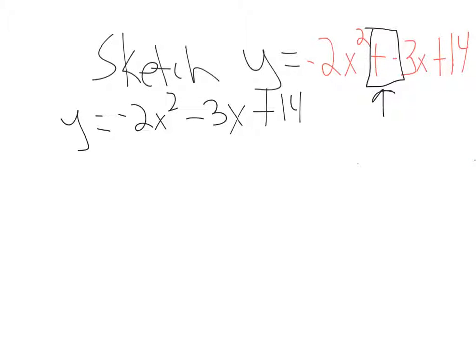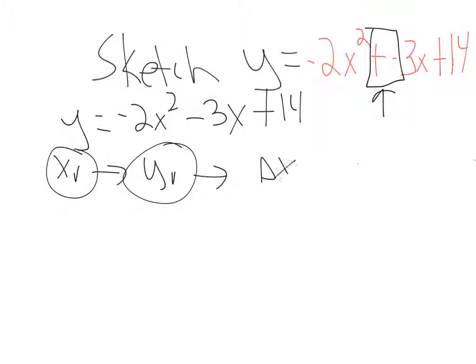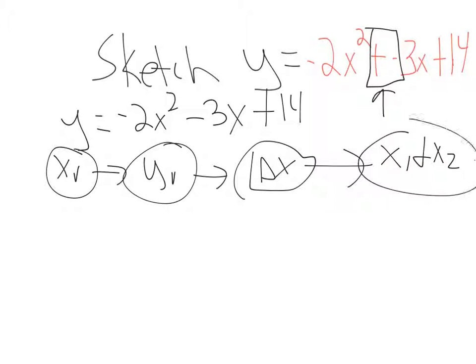So the strategy is the same no matter what. We have to figure out the x value of the vertex, then we have to figure out the y value of the vertex, then we have to figure out delta x, and finally we figure out x1 and x2, which are the x-intercepts. Okay, so it's our standard process for graphing, and we're going to go through that.